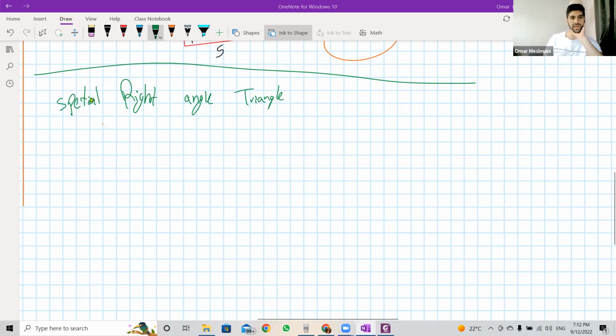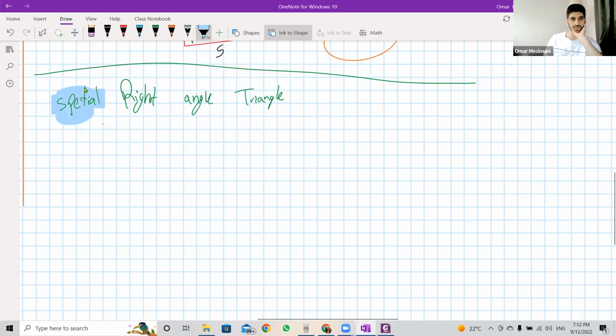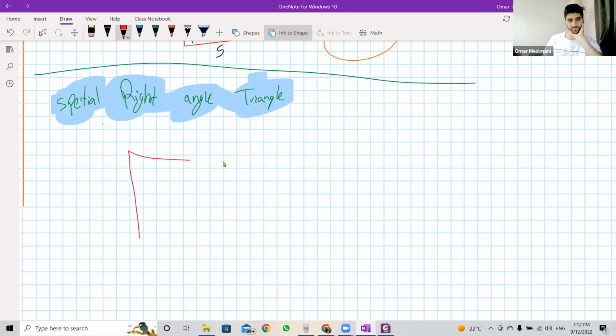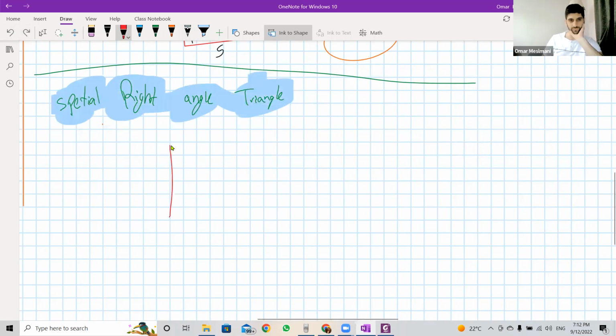Okay, so now I have something called the special right angle triangle. What is the special right angle triangle? It is a triangle that satisfies this. No, I want a right angle triangle. Okay, stay with me for a minute now, please.